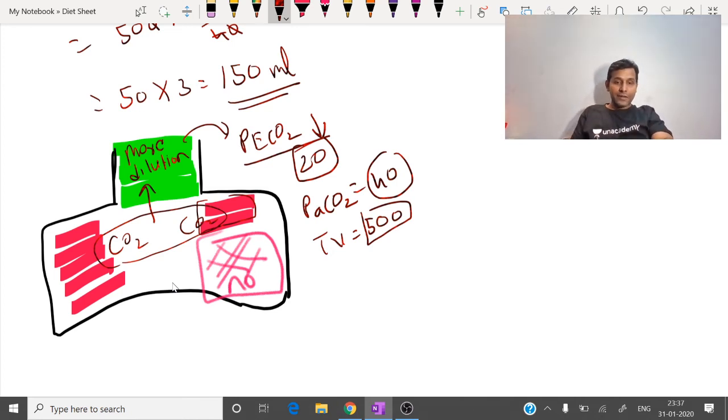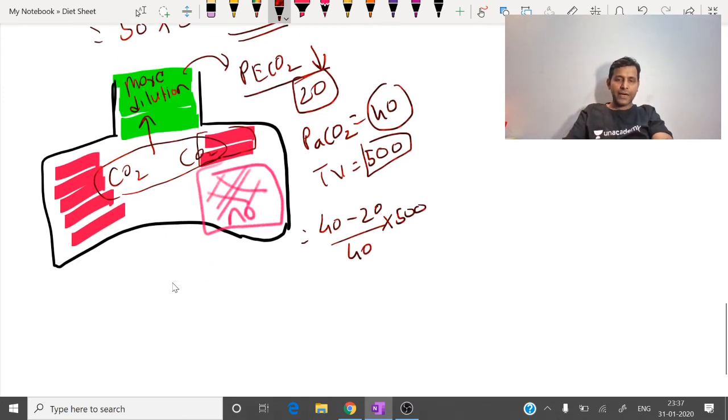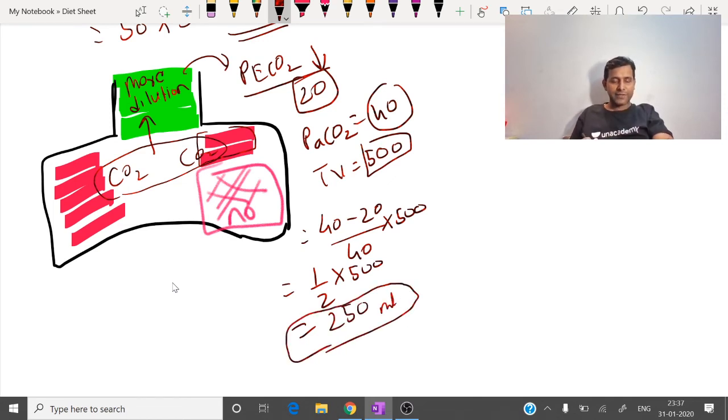Very simple. The dead space in this condition will be 40 minus 20 divided by 40 into 500, which is tidal volume. So the final answer will be very simple. It will be 1 upon 2, because 40 minus 20 is 20 and 20 by 40 is half. So 1 by 2 into 500. What will be the dead space, students? Can you type the answer here? Very simple. The dead space is 250 ml. So that's how you can easily guess the answer.